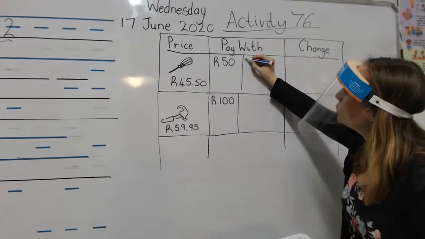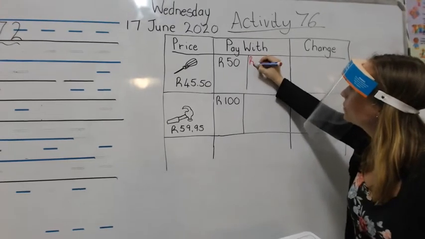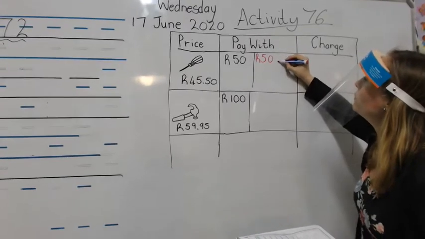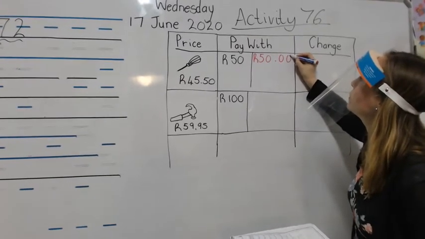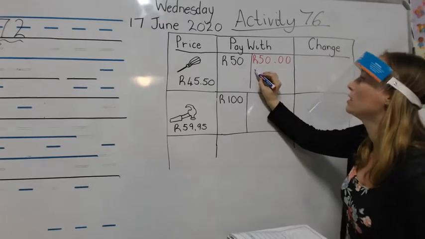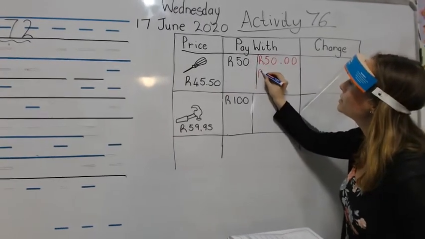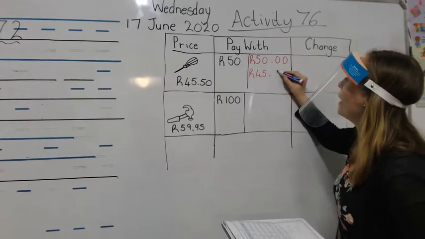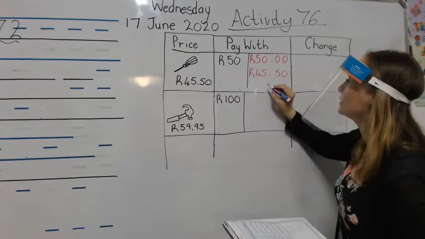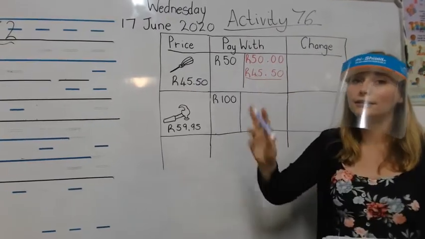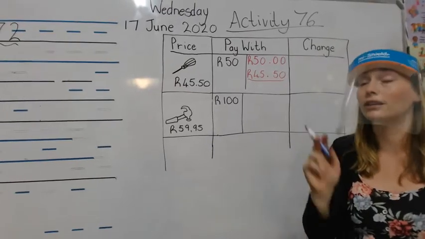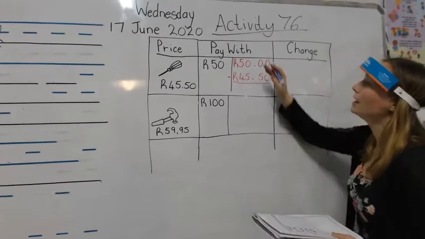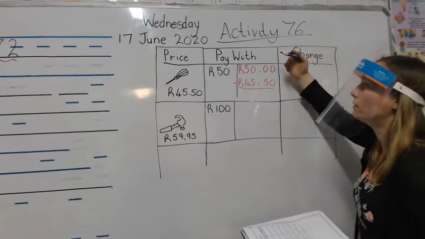Okay, so we always put our Rand here, so we're paying with 50 Rand. So you go 50 and you don't forget your 0, 0, because there's no cents, but we remember our cents. Okay, and it costs 45 Rand and 50 cents. Now this one is an interesting soldier sum, so pay attention carefully. Okay, now we are minusing them from each other, because we're taking 45 away from 50 Rand.